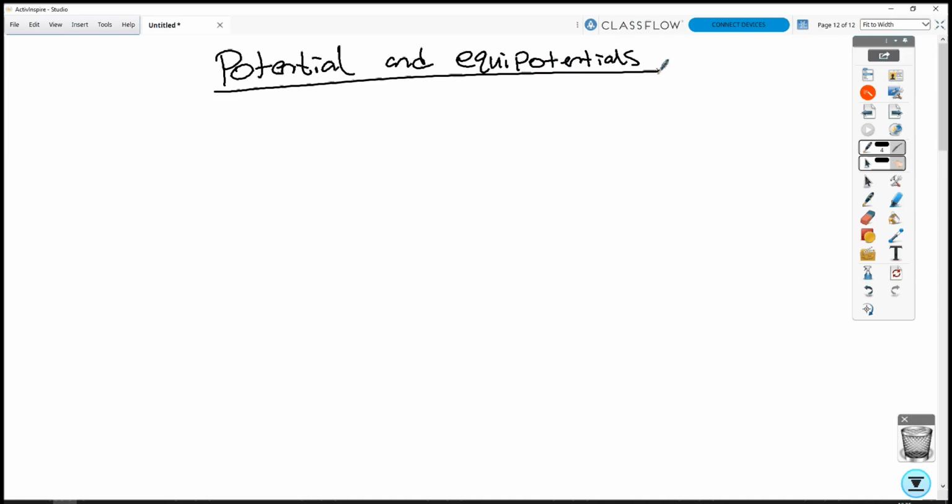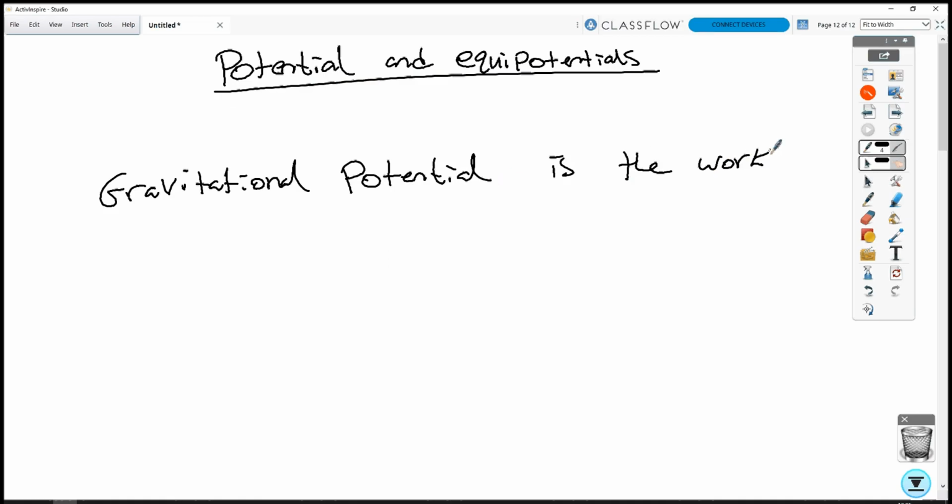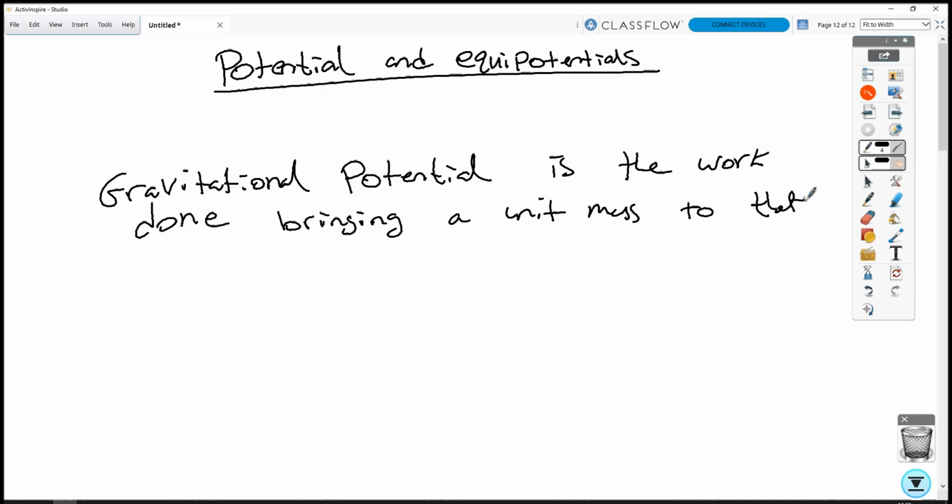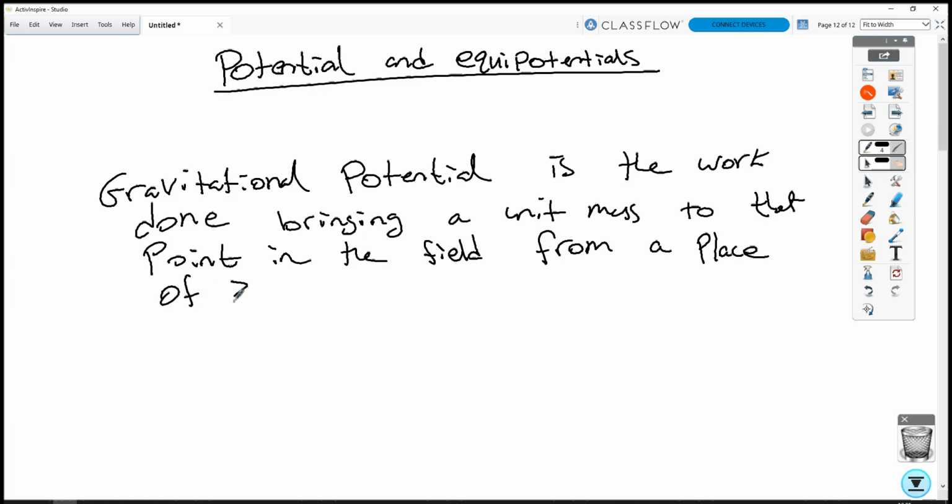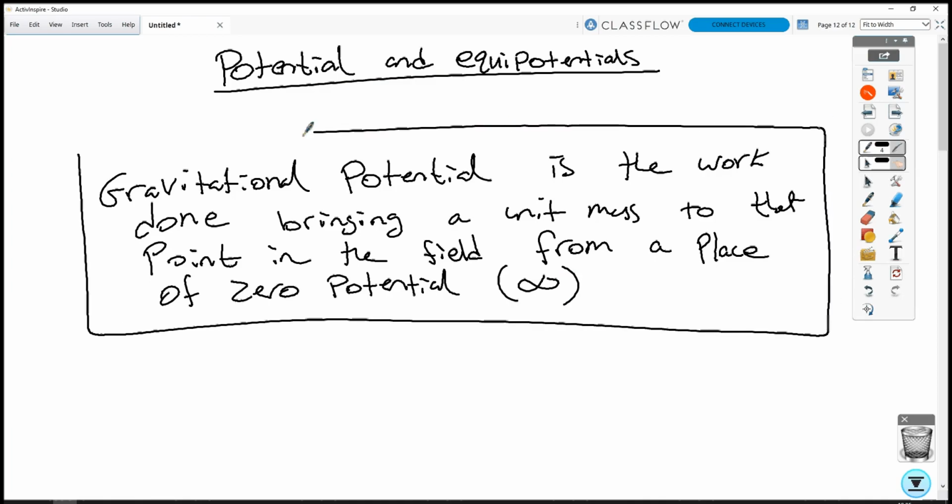And first thing I'm going to do is define the gravitational potential again. So gravitational potential is the work done bringing a unit mass to that point in the field from a place of zero potential. And zero potential is called infinity, where we're infinitely far away. Put a box around this definition, as it's one that you're going to need to recall in exams.